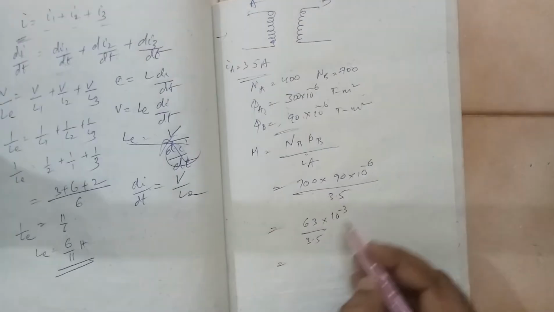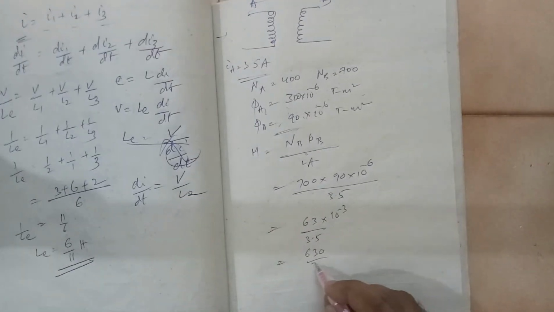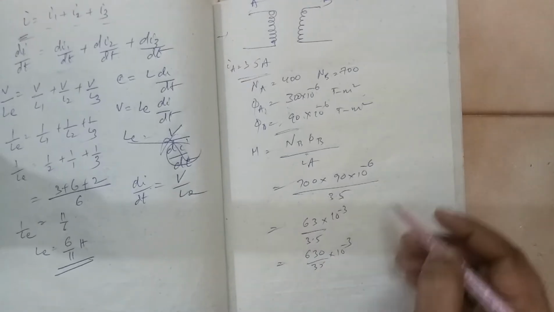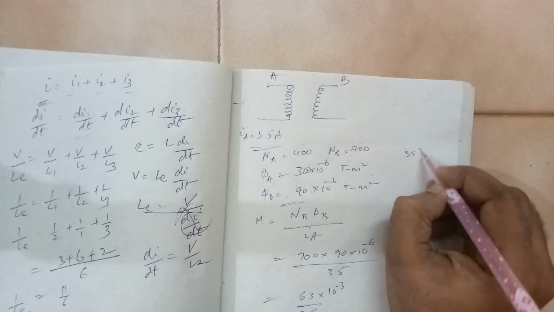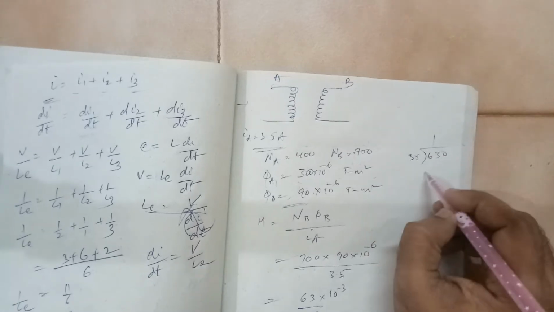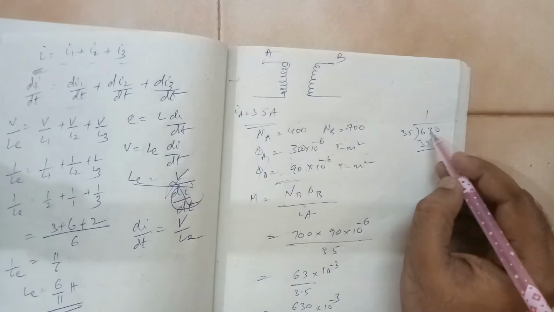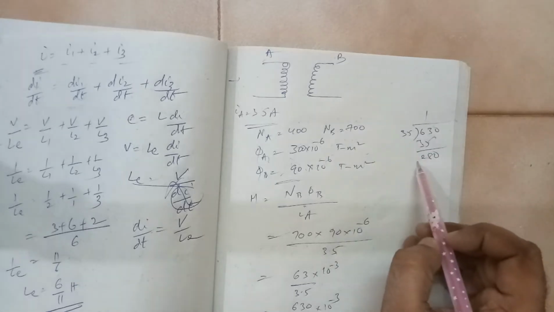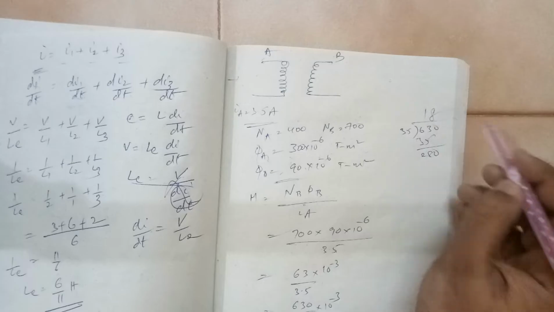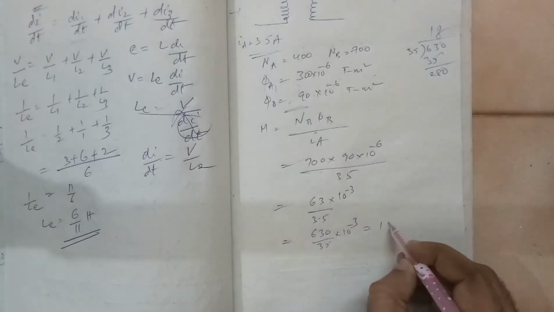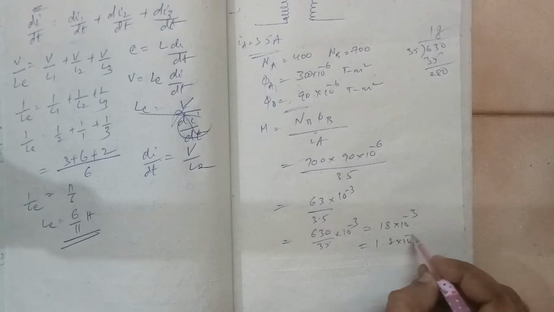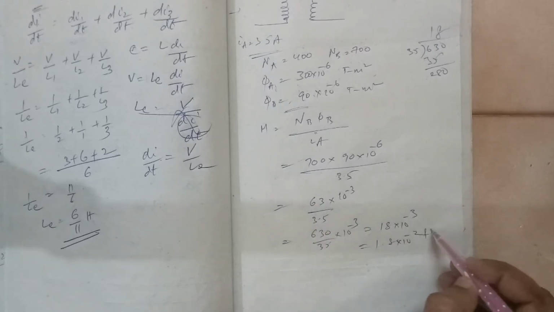So this becomes 63 into 10 power minus 3, divided by 3.5. So this is 630 by 35 into 10 power minus 3. 630 by 35, how much will it be? 35 fours are 140, which is 18. So it is 18 into 10 to the power of minus 3 or 1.8 into 10 to the power of minus 2 Henry.